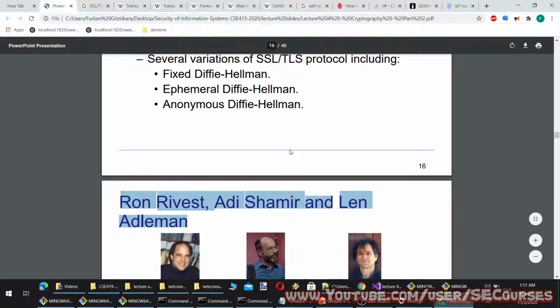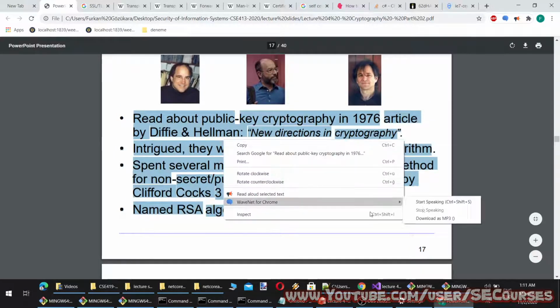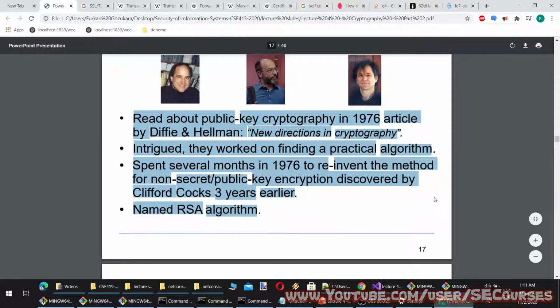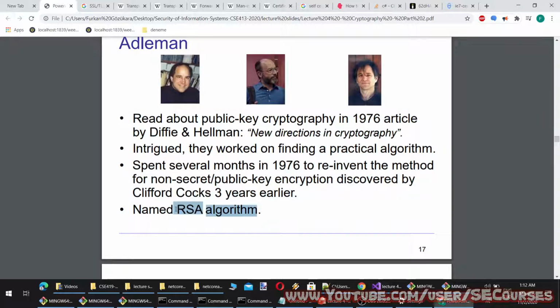Ron Rivest, Adi Shamir and Len Adelman read about public key cryptography in the 1976 article by Diffie-Hellman, New Directions in Cryptography. Intrigued, they worked on finding a practical algorithm. They spent several months in 1976 to reinvent the method for non-secret public key encryption discovered by Clifford Cocks 3 years earlier. It was named the RSA algorithm. So let's search for the RSA algorithm.